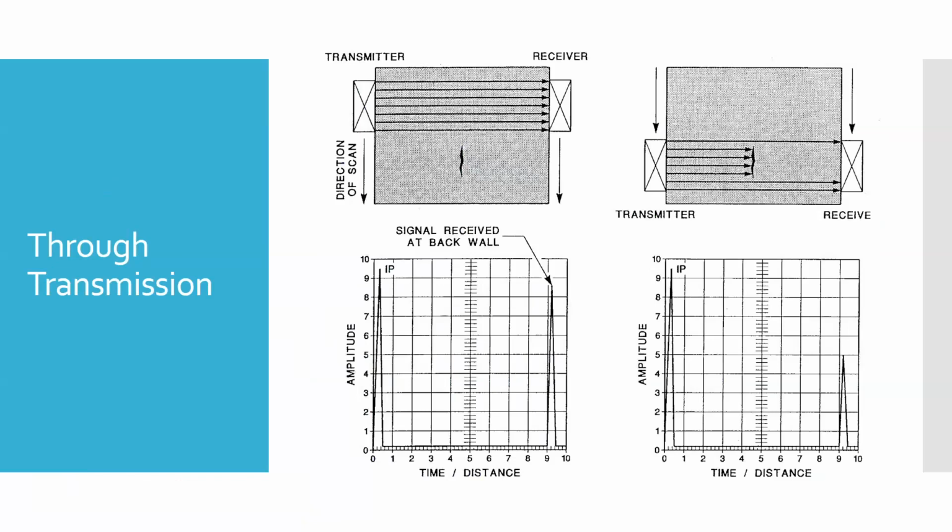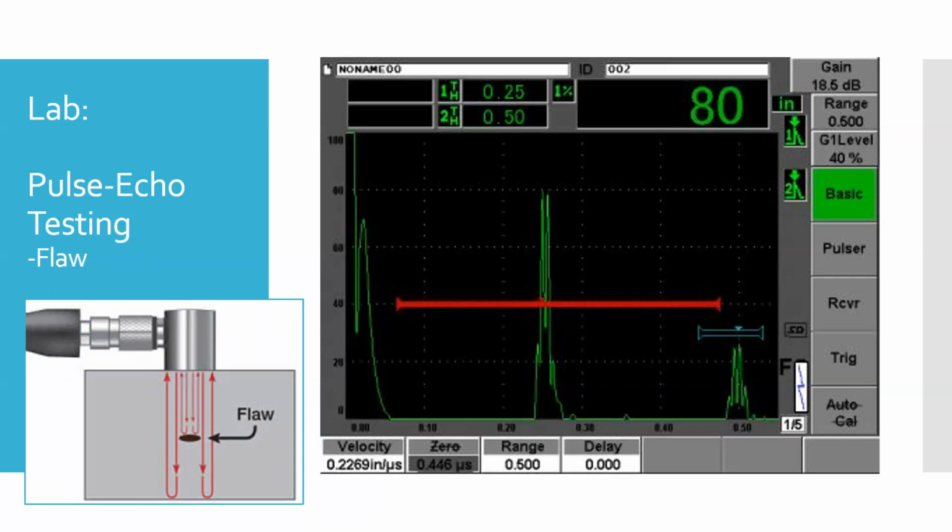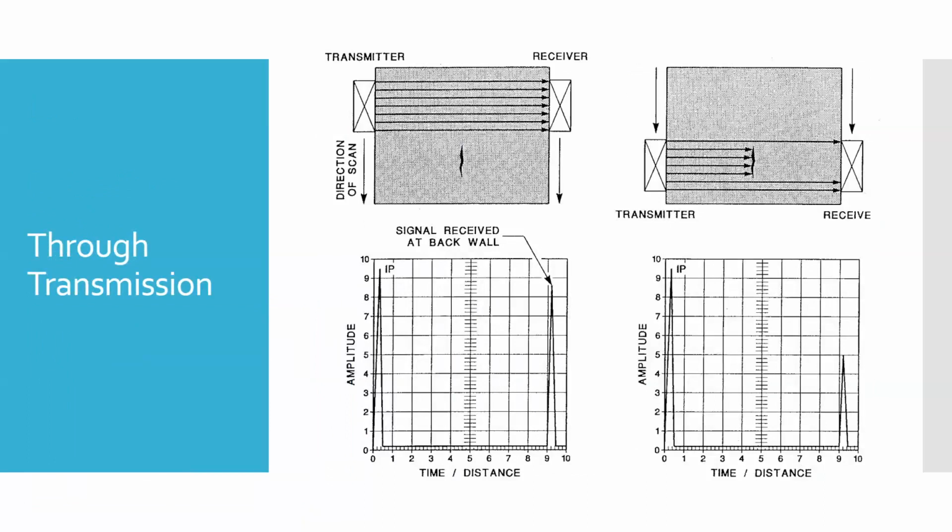And so it will reduce the amount of sound that is actually making it through the part to the receiver on the opposite side. And so the amplitude, the peak that is being picked up by the receiver, is going to drop. So we've gone from 9 in the non-flawed area to 5 here on the flawed area because the flaw is blocking a portion of that sound. That's kind of the nice part. With pulse echo, we can actually create a measurement. We can say, okay, the flaw in this pulse echo part is at 0.25. With through transmission, we basically can say there's a flaw or there's not a flaw.